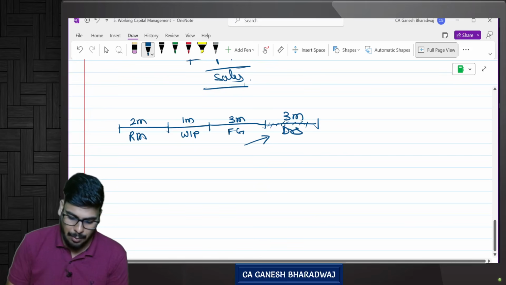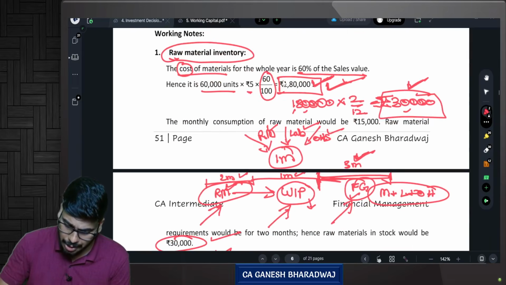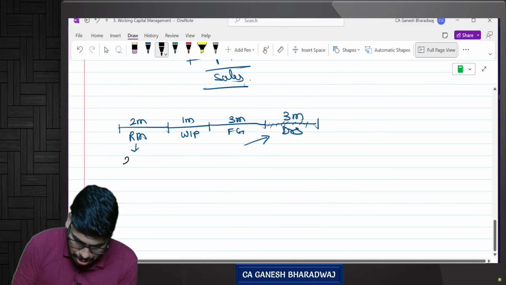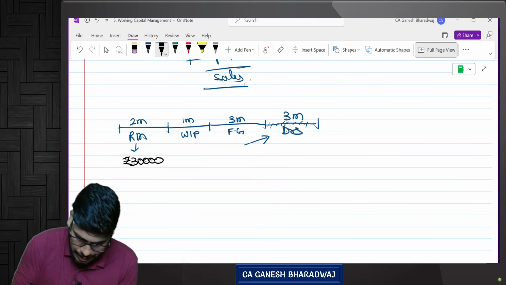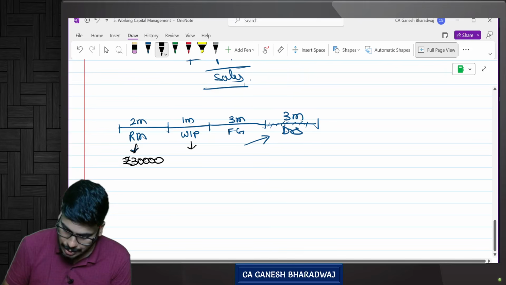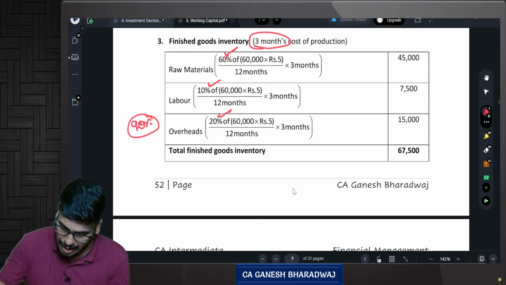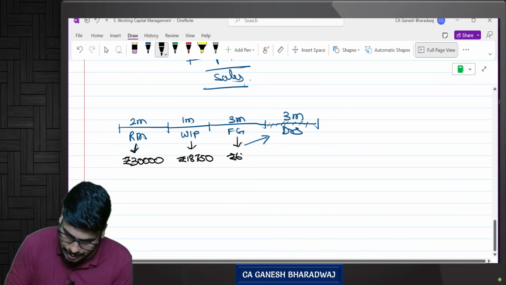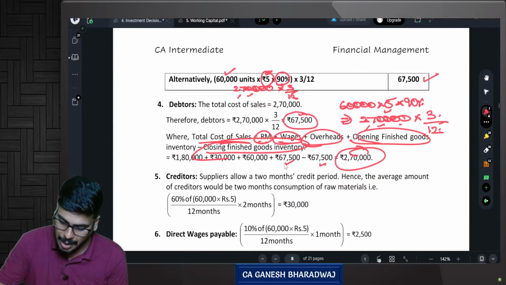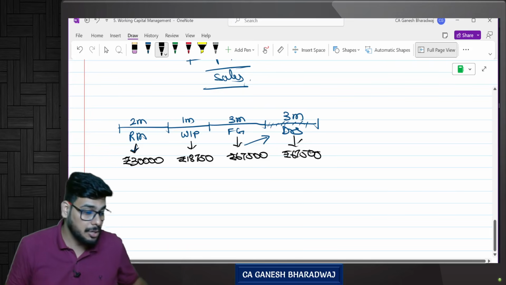So basically, what is the amount that gets blocked in your raw material? Rupees 30,000. Then the amount that gets blocked in your WIP is going to be 18,750. This also I need to bring into my business initially. Then what is the amount that gets blocked by way of FG? 67,500 rupees. Then what is the amount that gets blocked as debtors? It's going to be 67,500 once again. Are you clear with this?